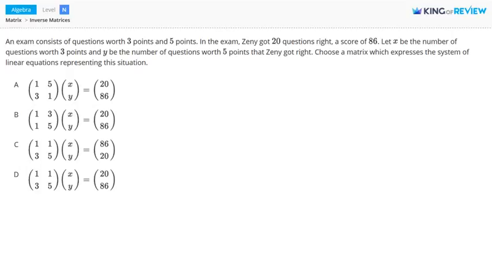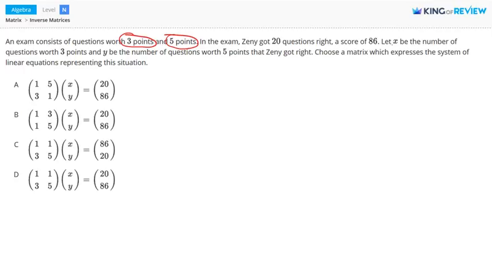An exam consists of questions worth 3 points and 5 points. In the exam, Zinni got 20 questions right, a score of 86. Let X be the number of questions worth 3 points and Y be the number of questions worth 5 points that Zinni got right. Choose a matrix which expresses the system of linear equations representing this situation.